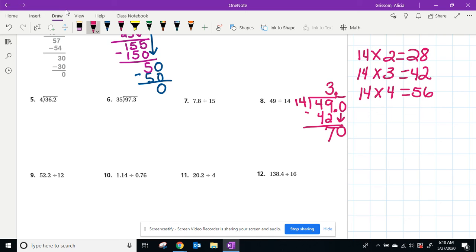Well, let's go back to our calculation. So 14 times 4 is 56. Let's see what 14 times 5 will get us. And I think that's 70. So now we know that 14 times 5 is 70. And we're done. So 49 divided by 14 is 3 and 5/10.